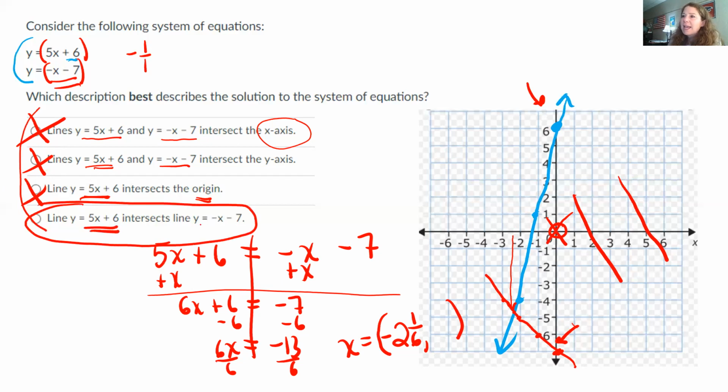This line and this line intersect each other. This line intersects this line. That's true. They intersect each other right here. That's why they have one solution to the system of equations. Okay. So it's confusing the way it's worded, but if you think about what they're all saying, hopefully you'll understand what the answer is.